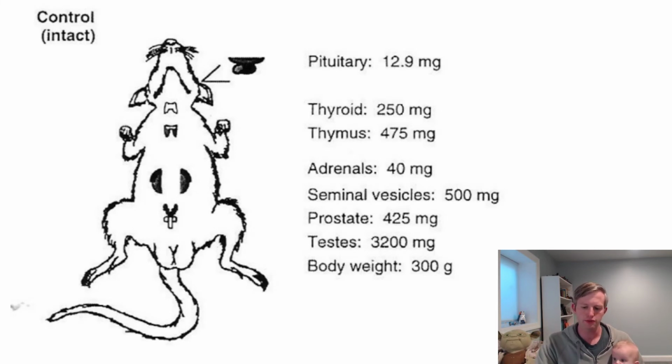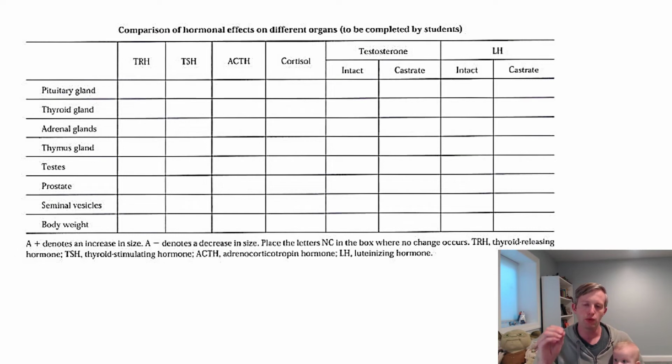So you'll be taking your experimental rats and looking at what has changed in the organ sizes of those rats. And then you want to be thinking about which of these different hormones was my rat exposed to. And that's going to come from this table. So you'll be looking at, did its pituitary or thyroid or adrenal or thymus, did they go up in weight or down in weight compared to the control rat? Did they go up or down compared to the intact versus the castrated rat? To try to figure out maybe you were given testosterone or LH.